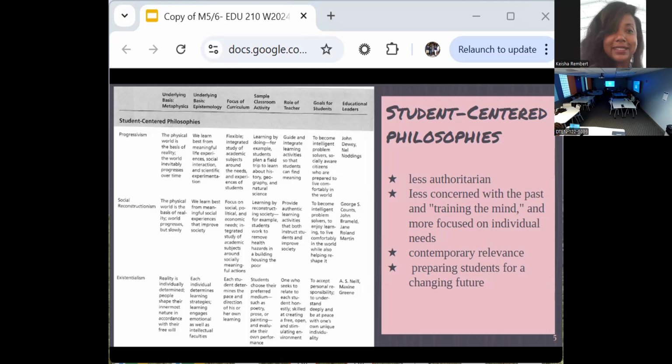And the goal for students is just to become intelligent problem solvers so that they are socially aware and they are prepared to live comfortably in the world. Some of the key figures of progressivism is John Dewey, who's also known as the father of progressive education. He believed that education should revolve around real world problems.